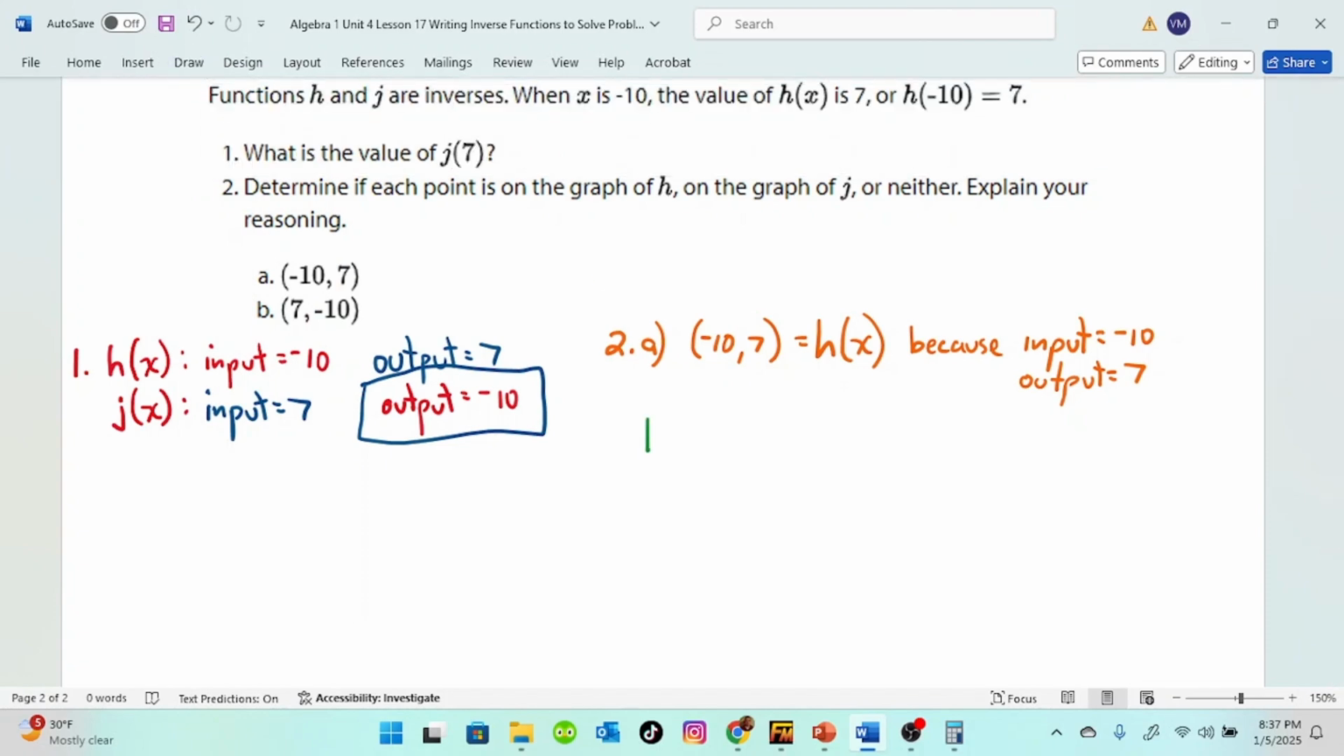For 2b, we have 7, negative 10. Well, that one is going to be on the graph of j of x because the input is 7 and the output is negative 10. And that matches exactly what we found in number 1 for j of x.